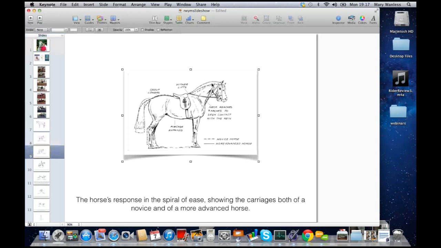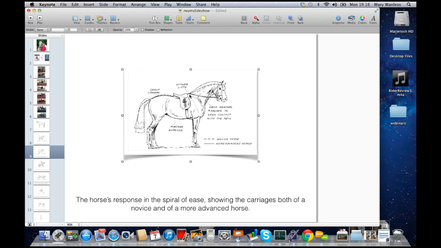So the dotted lines are showing us a more novice horse. The filled-in lines are showing us a more advanced horse. Okay, so the neck becomes more of a crest. These under muscles, which were very developed in the other horse, become more relaxed and more neutral. And over time, they get less strong. The wither potentially lifts. The back lifts.